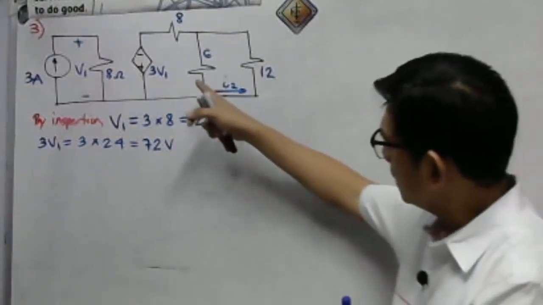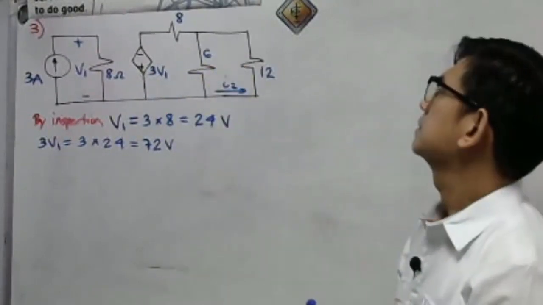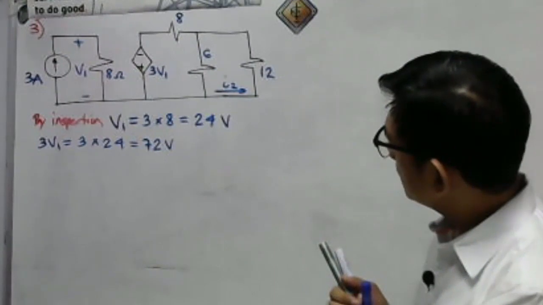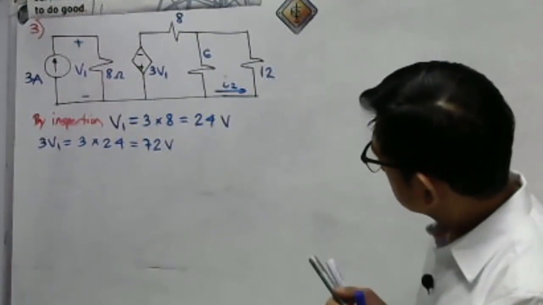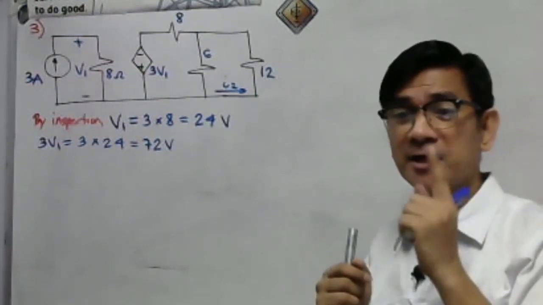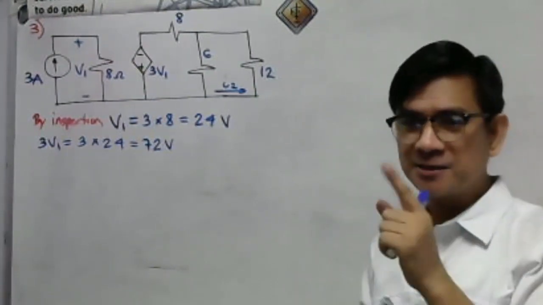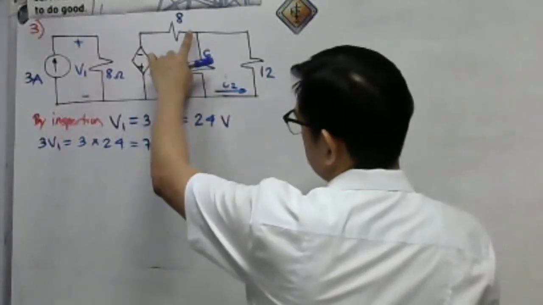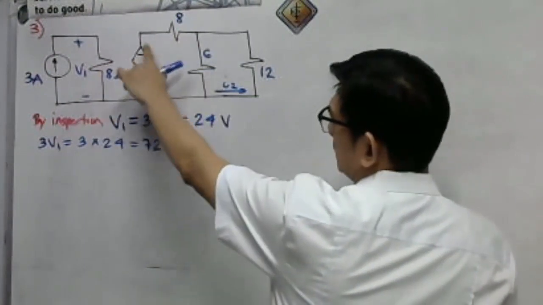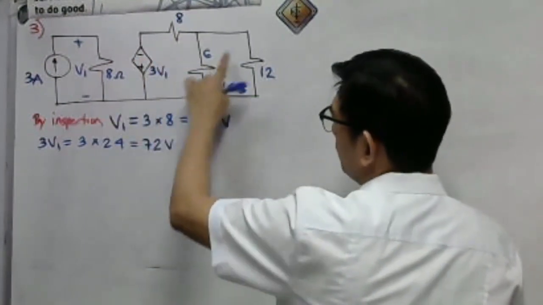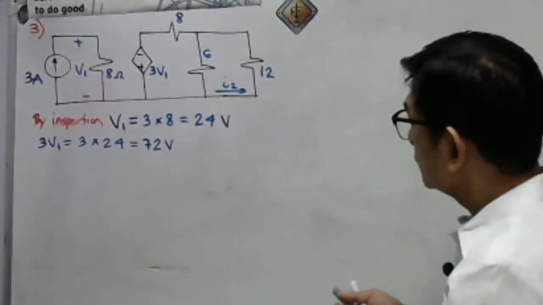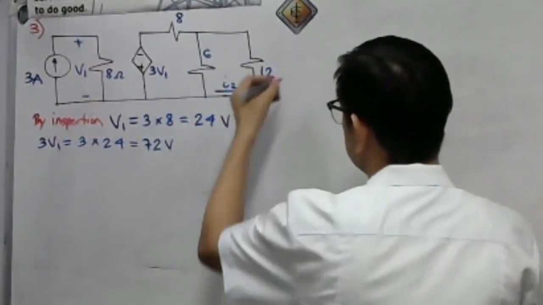There are so many things. You can make use of the Maxwell's mesh method. I think we can make use of Millman's theorem here, because I'm seeing a purely parallel circuit. These three branches, this is one, is actually in parallel with the 6 ohm and the 12 ohm resistor. So they are in parallel. So I'll be introducing here the Millman's voltage V.